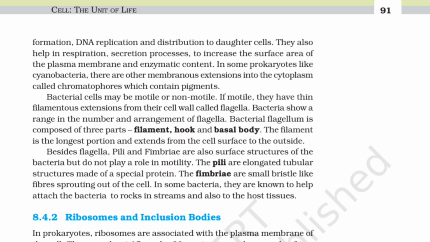Besides flagella, pili and fimbriae are also surface structures of the bacteria but do not play a role in motility. The pili are elongated tubular structures made of a special protein. The fimbriae are small bristle-like fibers sprouting out of the cell. In some bacteria, they are known to help attach the bacteria to rocks in streams and also to the host tissue.